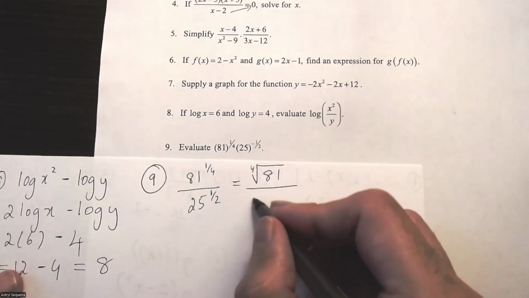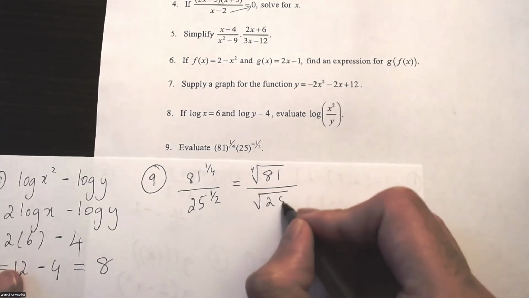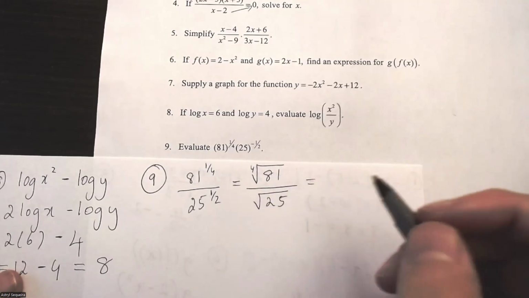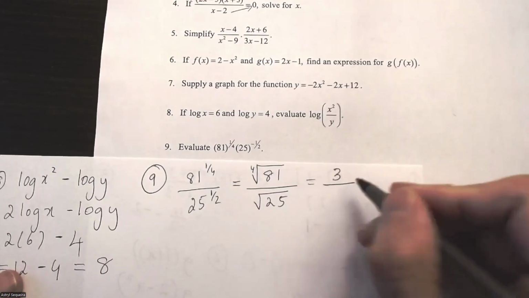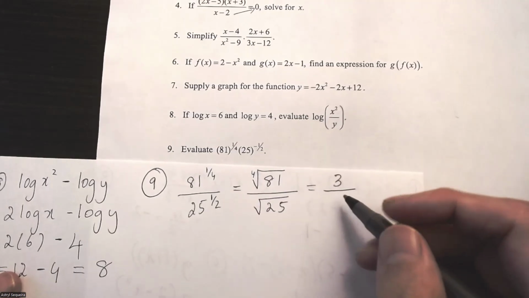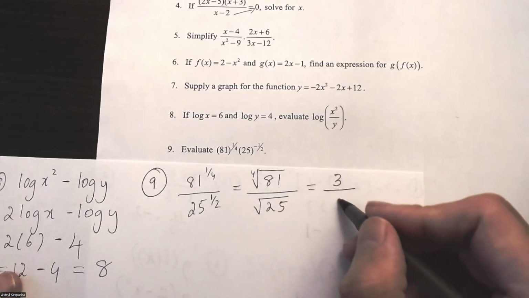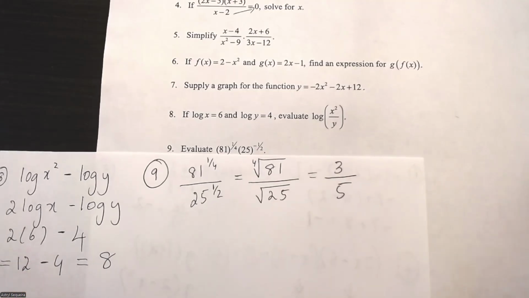And 25 to the power of 1 over 2 is the same as the square root of 25. 4th root of 81 is just 3. 3 times 3 times 3 times 3 is 81. You should know that. Square root of 25 is just 5. So the final solution there is just 3 over 5.